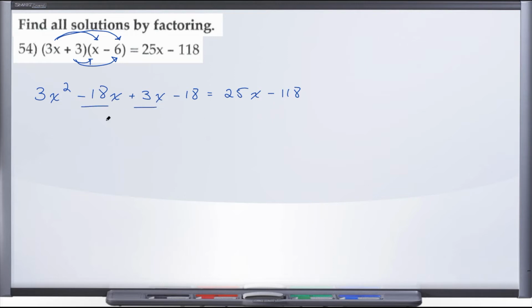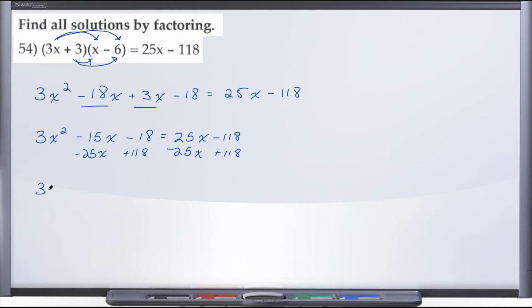All right, let's go ahead and combine some like terms here on the left-hand side and clean this up just a little bit, and then we'll start moving some things. So we have 3x squared, and negative 18x plus 3x is going to give us minus 15x minus 18 equals our 25x minus 118. And now that we've simplified the left and right as much as we can, let's go ahead and move these two terms from the right to the left so that we can set this equation equal to 0. So we'll subtract 25x and we'll add 118.